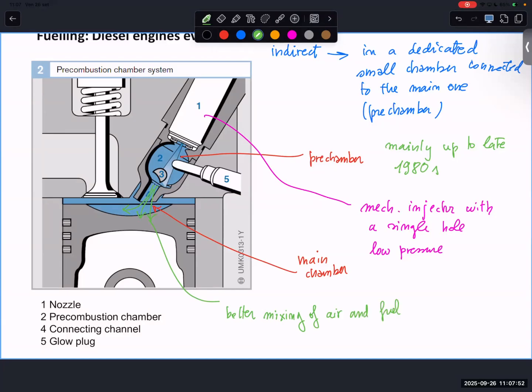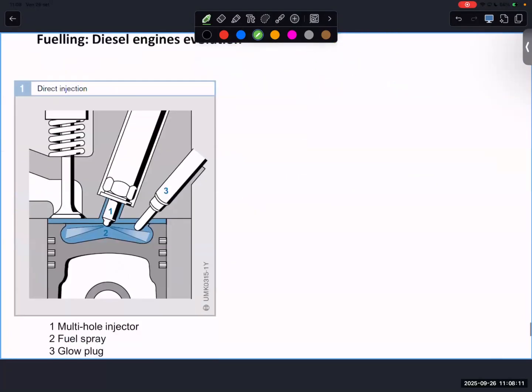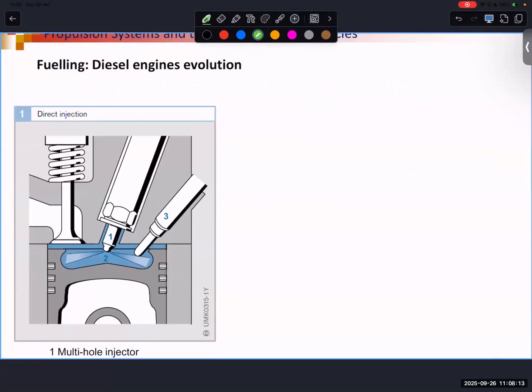Because the injection system of that time, so up to the 80s, was not good enough to spread the fuel in the whole combustion chamber, and so there was not good air-fuel uniformity. So not good uniformity of the fuel. Starting from the late 80s, it was possible to have systems that were good enough to have a proper combustion directly in the chamber.